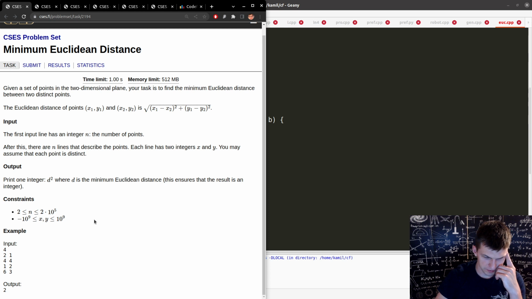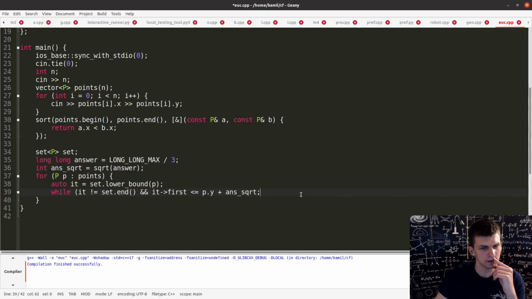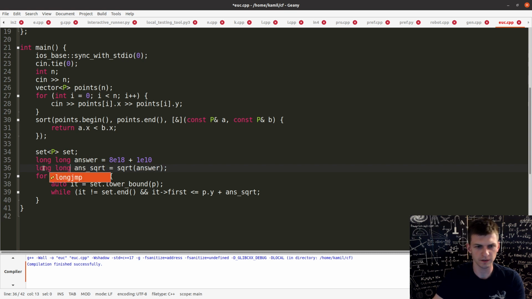How big can the distance be? It can go... Oh, it can be very big. 2, 4, 8. This can be, I think, that big. Then the square root of that is around 3, so it doesn't even fit in int.